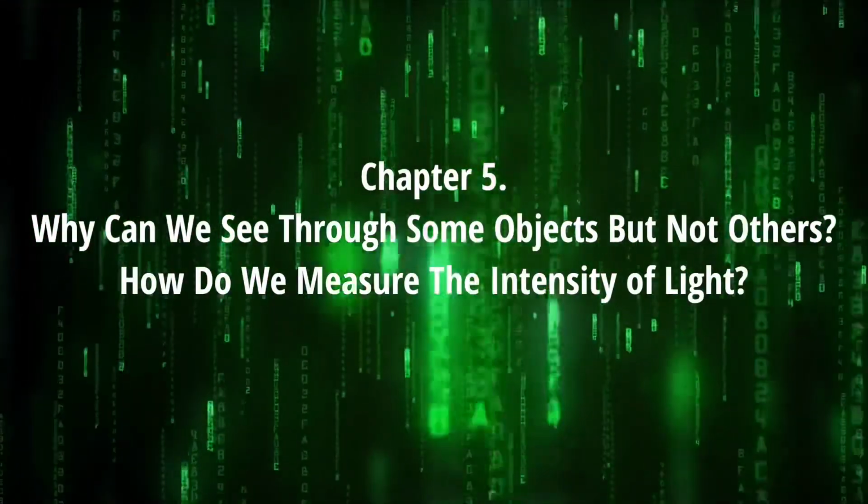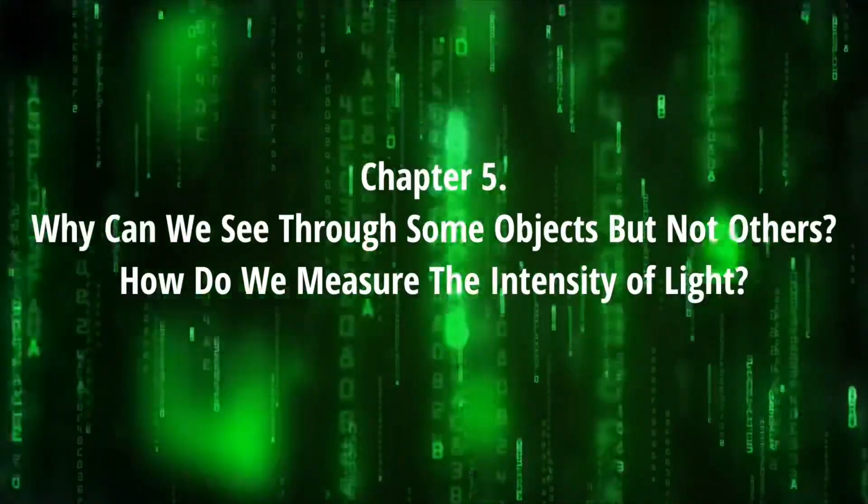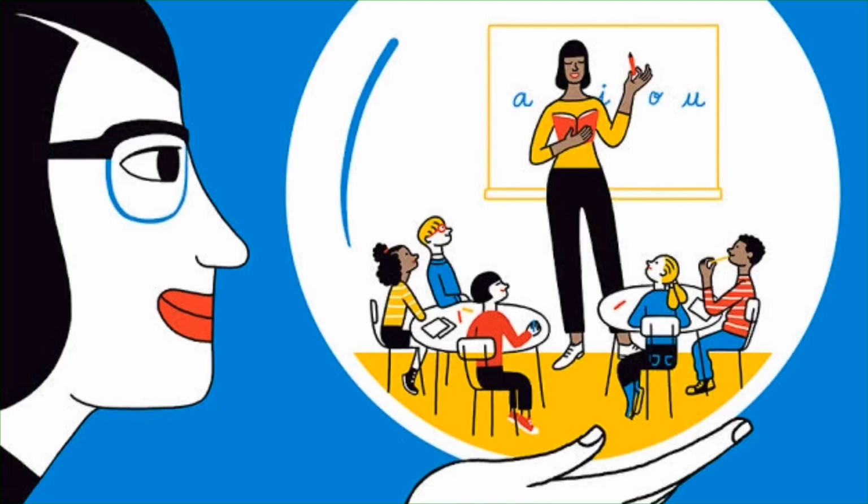Chapter 5. Why can we see through some objects but not others? How do we measure the intensity of light? Hi, nice to see you again. Let's do some observations to start this session. So please, prepare these materials.